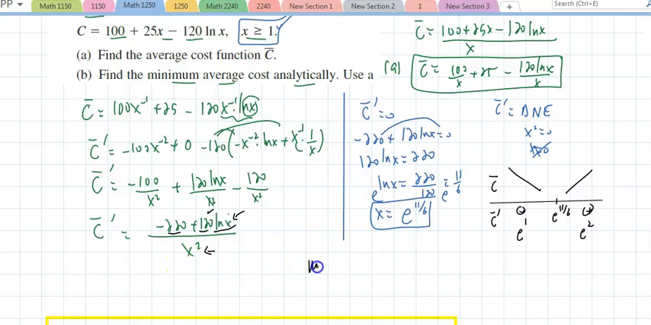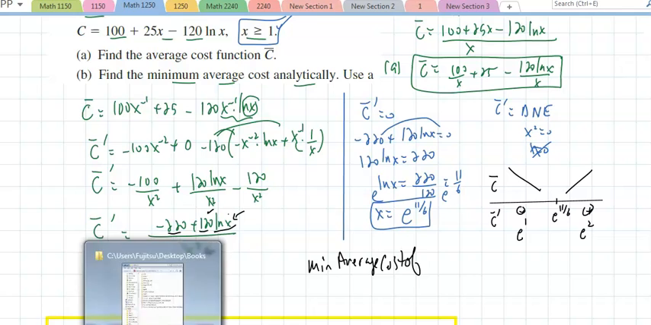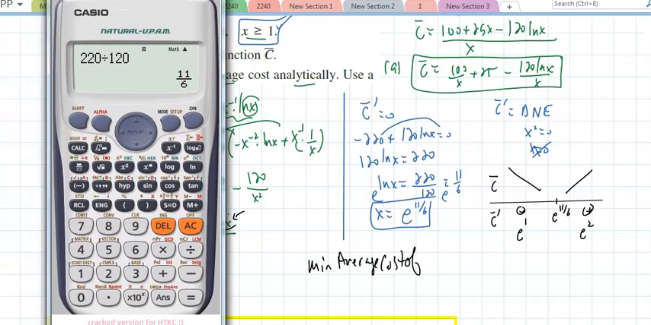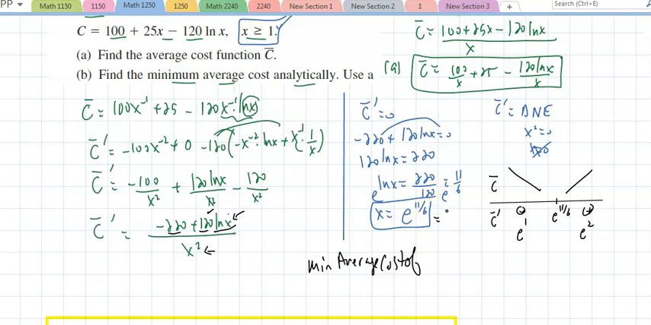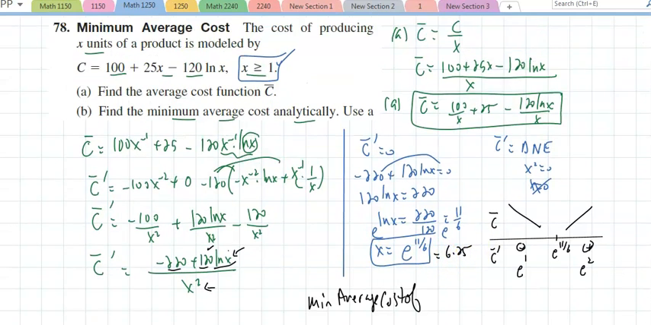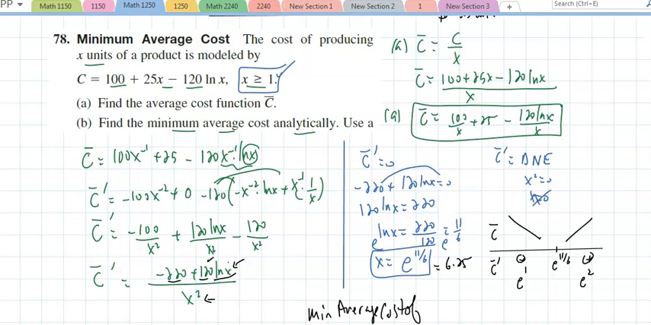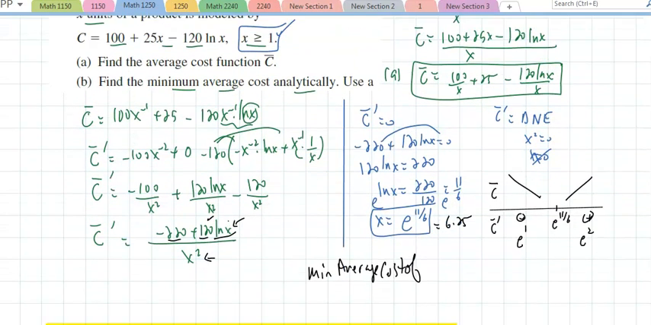We have a minimum average cost of, and I get my calculator. The average cost function is right there on the right. So I need e raised to my answer. There it is. 6.25, $6.25. I'm mixing things up. C was the number of units, wasn't it? The product cost of producing X units, 6.25 units roughly.